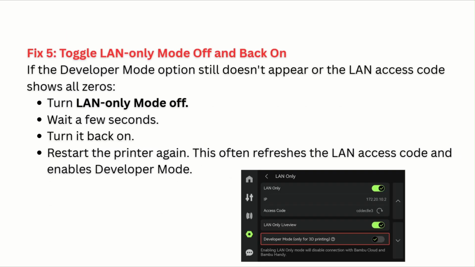Fix 5. Toggle LAN only mode off and then back on. If the developer mode option still doesn't appear or the LAN access code shows all zeros, turn LAN only mode to off. Then wait for a few seconds and turn it back on again. Now restart the printer again. This often refreshes the LAN access code and enables developer mode.